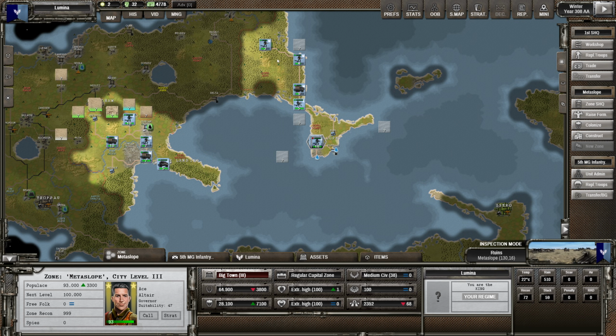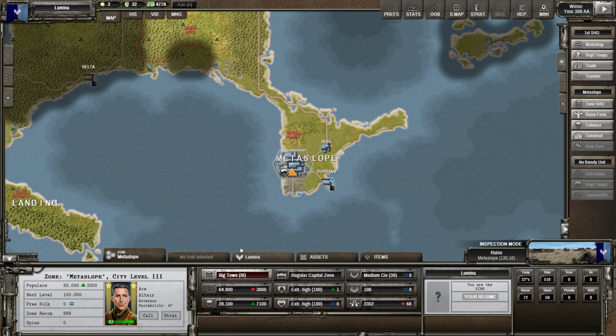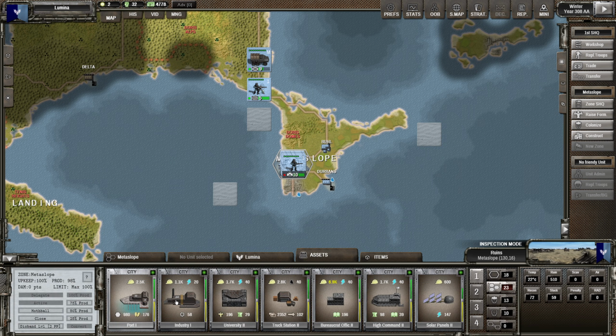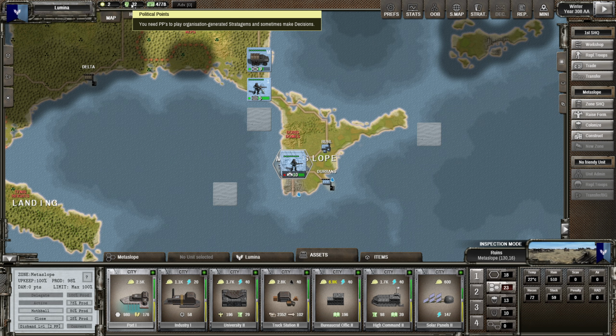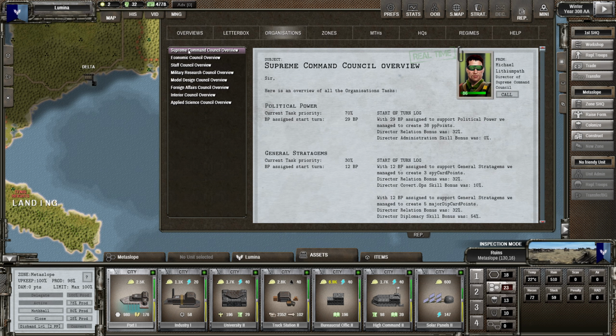Political points are generated by your bureaucracy, basically. So you'll build these assets in the game, that's the game's name for buildings, I guess. Called bureaucratic offices, and bureaucratic offices create bureaucratic points. Oh, sorry, I'm getting confused with political points. Well, there is a building, the high command, that actually generates both, but political points are generated by the strategic high command, the Supreme Command Council. These guys generate your political power.